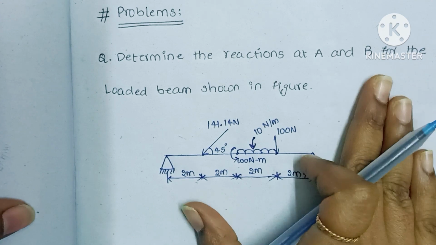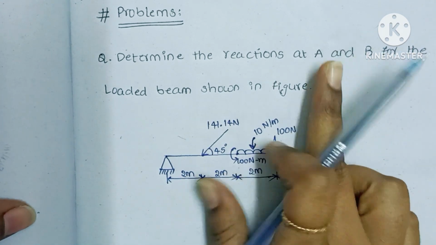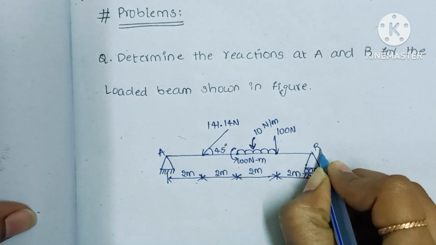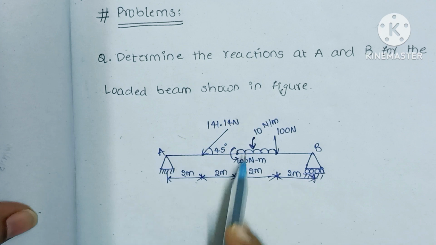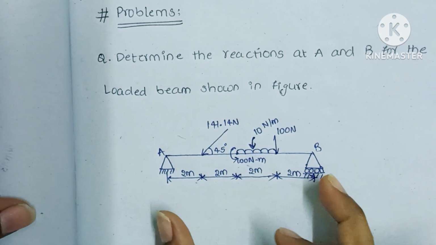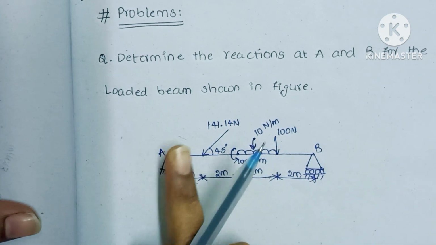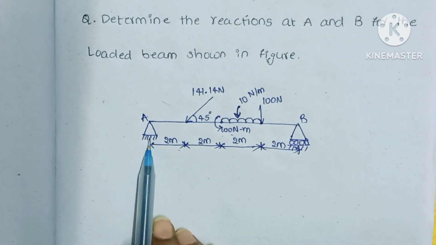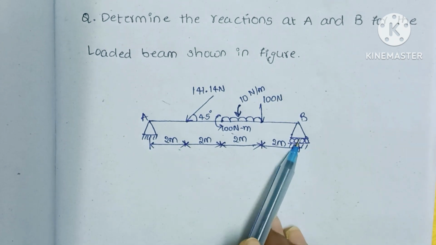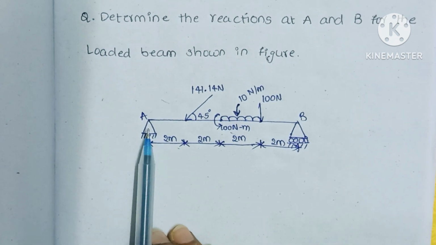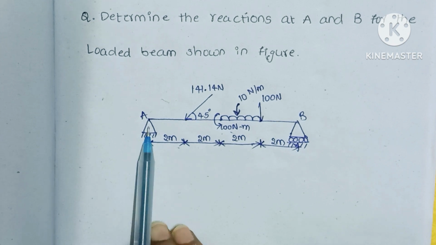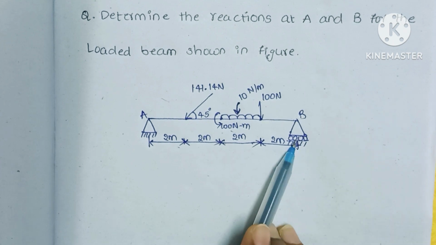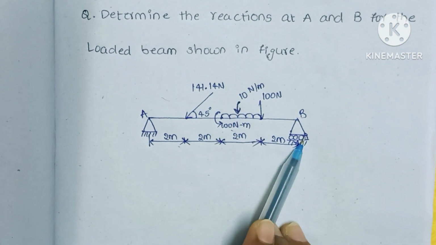Today we are going to see how to find the reaction forces at points A and B for the loaded beam as shown in this figure. Here one is a hinged support and another is a roller support. For a hinged support we have two reaction forces, in horizontal and vertical directions, and for a roller support we have only one reaction force in the vertical direction.